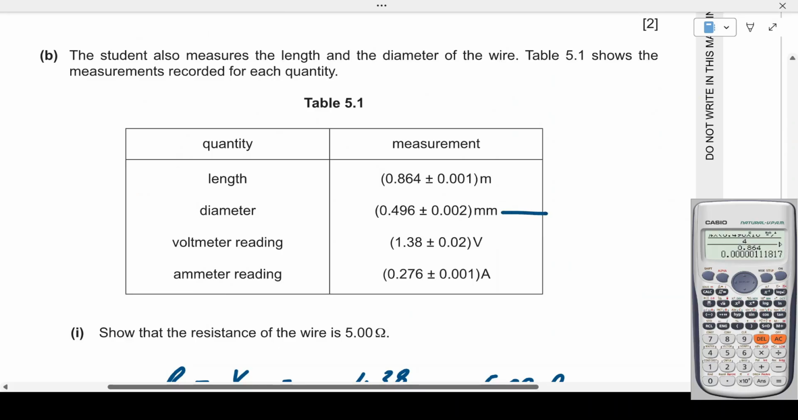So the diameter would be second value divided by first value multiplied by 100, and you do not need the unit conversion for this one. Doesn't make a difference. Percentage would be same. 0.002 over 0.496 multiplied by 100. So this one is 0.403.